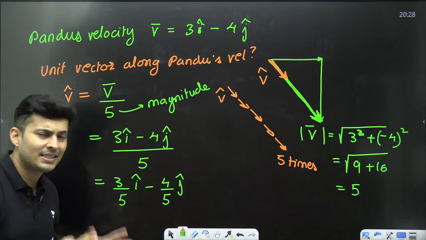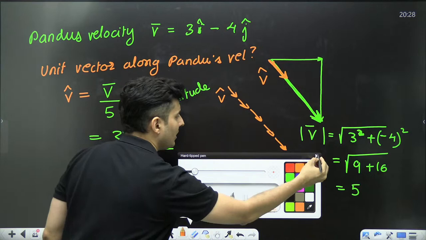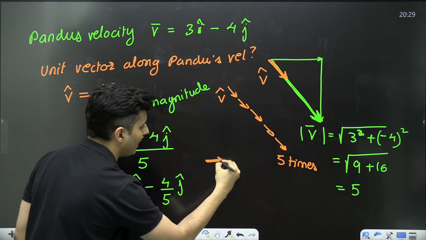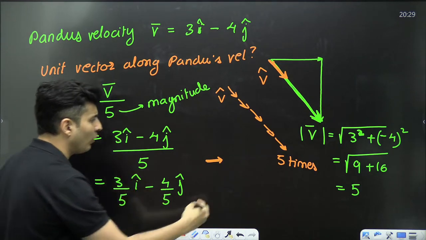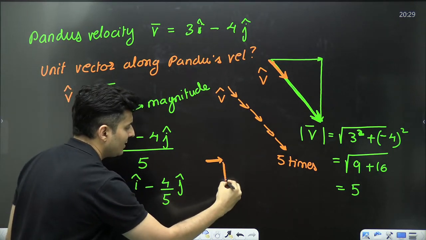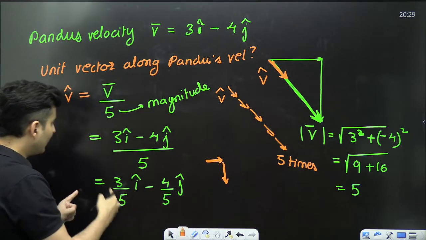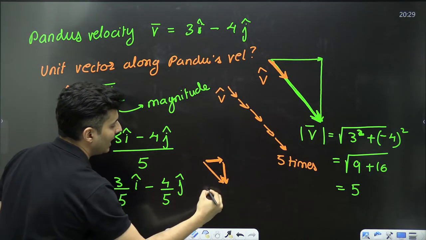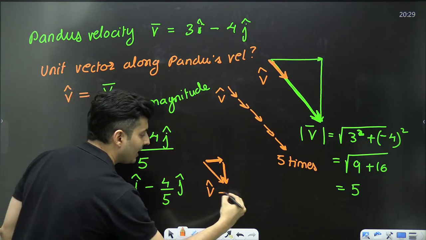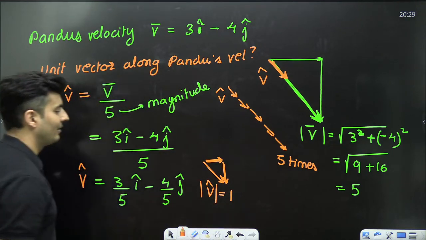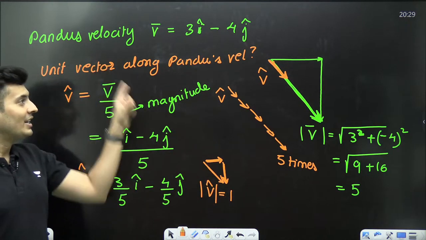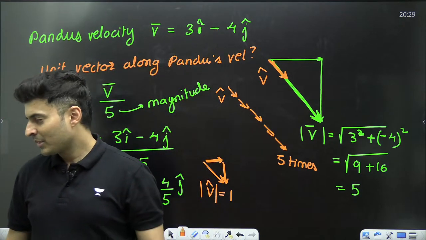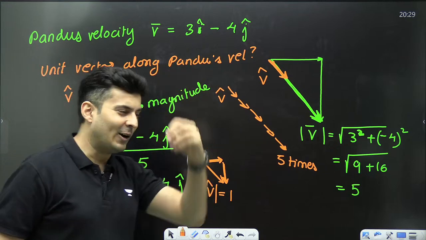What it means is you go 3 by 5 i cap, minus 4 by 5 j cap. That vector which you get will be v hat, and the magnitude of that will be 1. That's how you find unit vector along any vector.